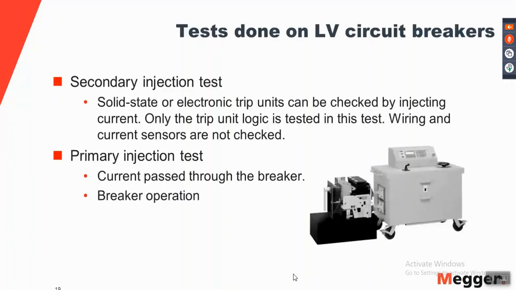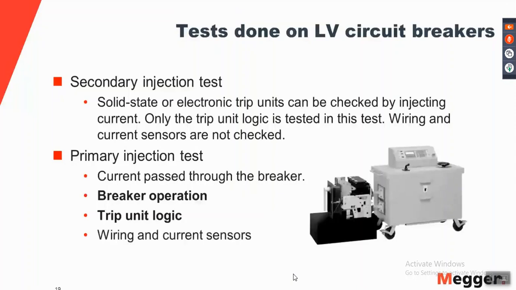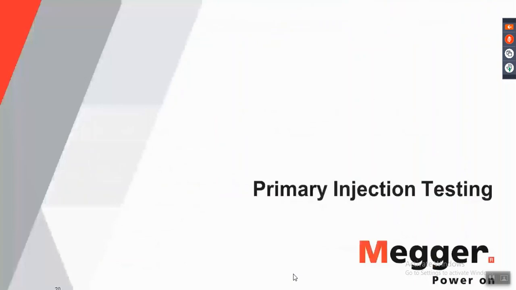So when you do a primary injection test, you check the breaker operation, and you check the trip unit logic because you're measuring the trip times and making sure that they are within the tolerance limits given in the time current curve for the trip unit. You're also checking the wiring and current sensors. So this is what I call a complete test. Now let's focus on primary injection testing in the next section.